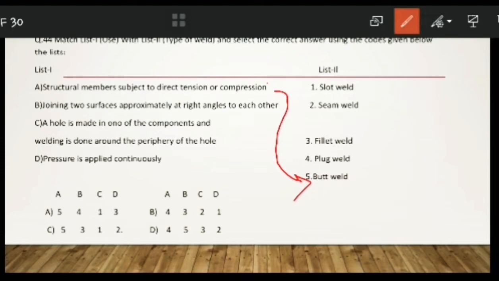This is called fillet weld. Then a hole is made in one of the components and welding is done around the periphery. This is called plug weld. This is called slot weld. So, option C is correct. Pressure applied continuously, that is called seam weld.